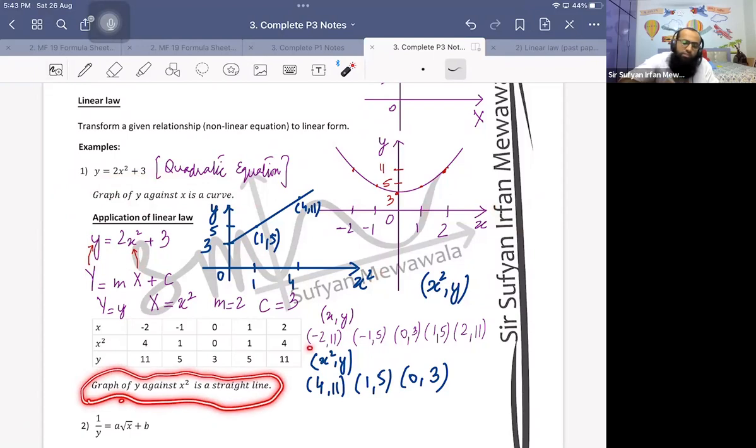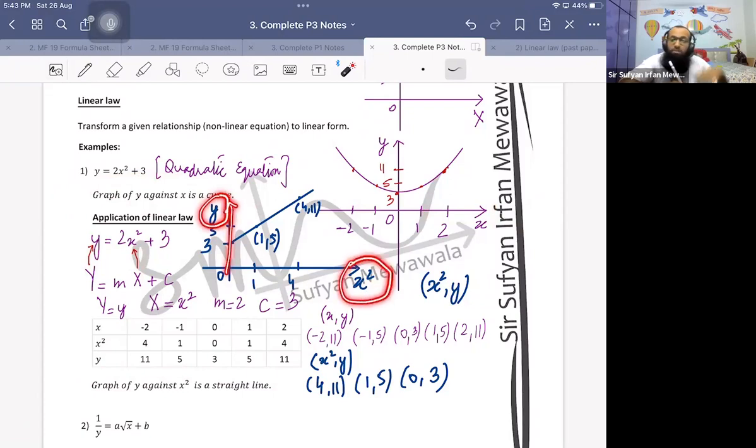It is not like this graph of x square against y. No, not x square against y. First we read the variable on the vertical axis and then the variable on the horizontal axis is read. सबसे पहले vertical axis पे जो variable होगा उसको पढ़ेंगे, फिर horizontal वाले को पढ़ेंगे. So we'll not say x square against y, we'll say y against x square. Over here we say y against x.